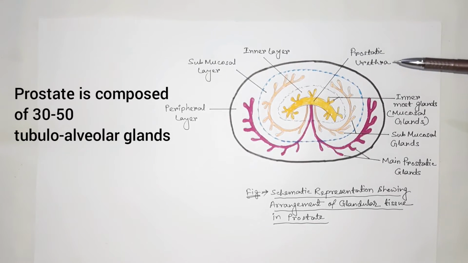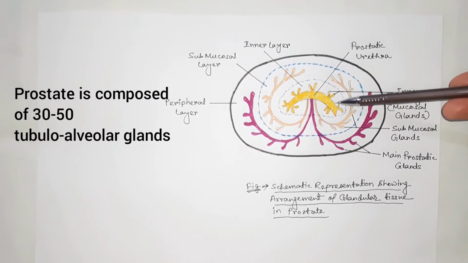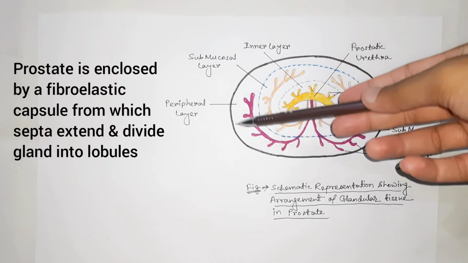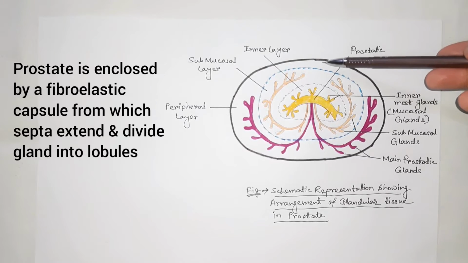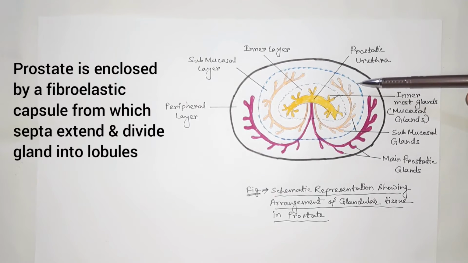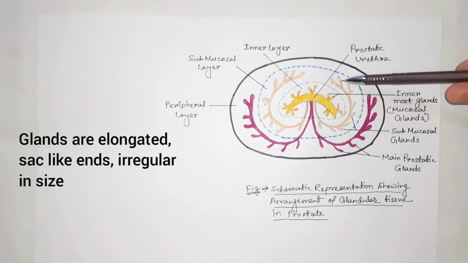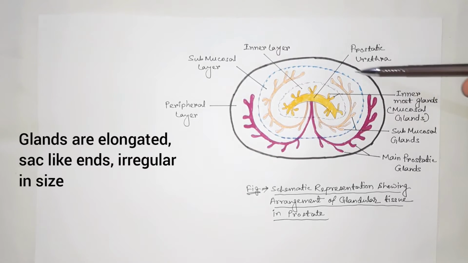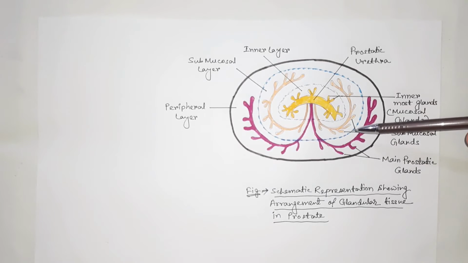The human prostate is composed of 30 to 50 tubuloalveolar glands. The prostate is enclosed by a fibroelastic capsule from which septa extend and divide the gland into lobules. The glands are elongated with sac-like ends and have irregular size. In this diagram, I am showing the arrangement of glands.